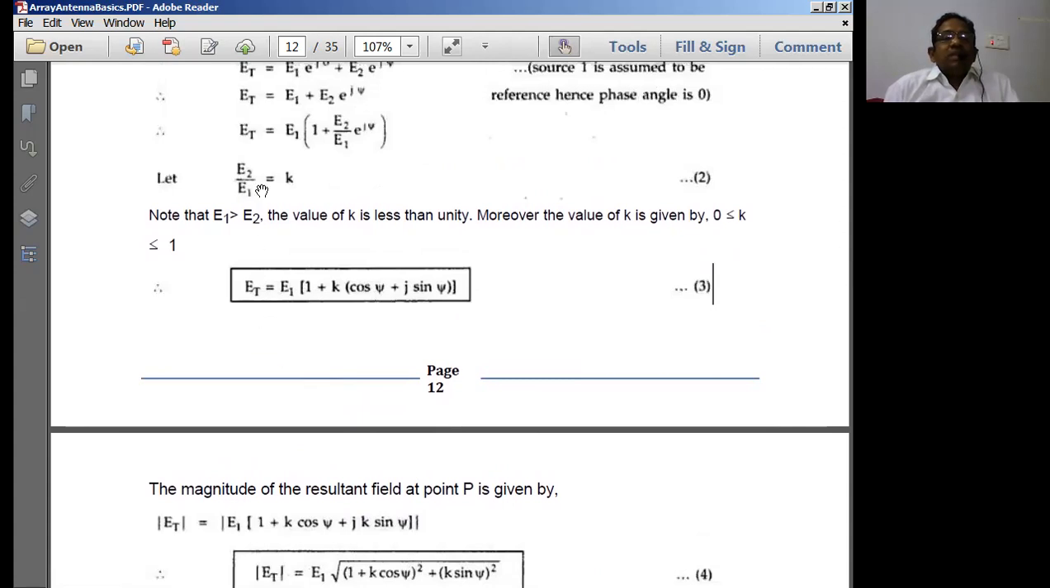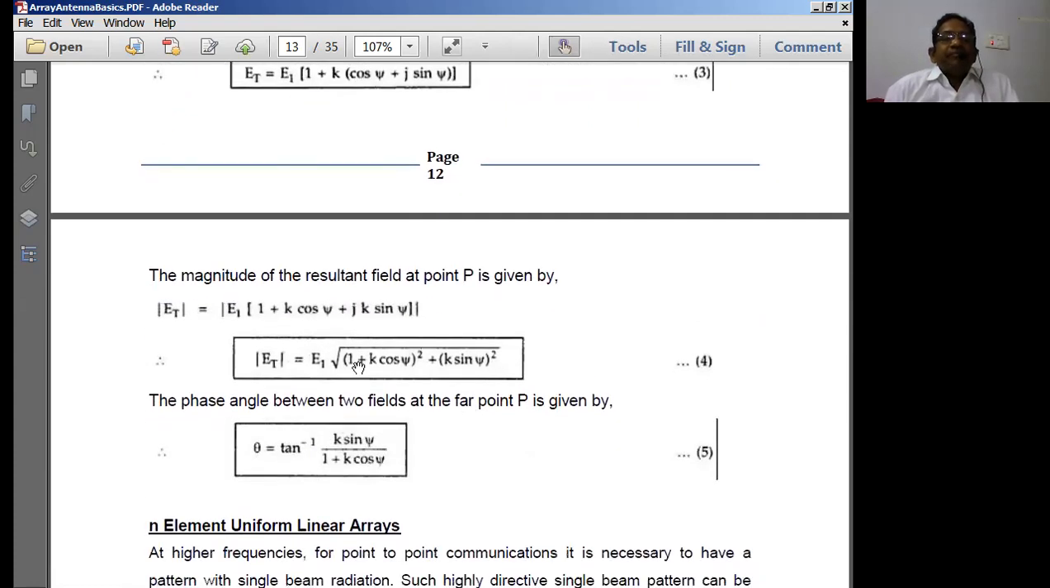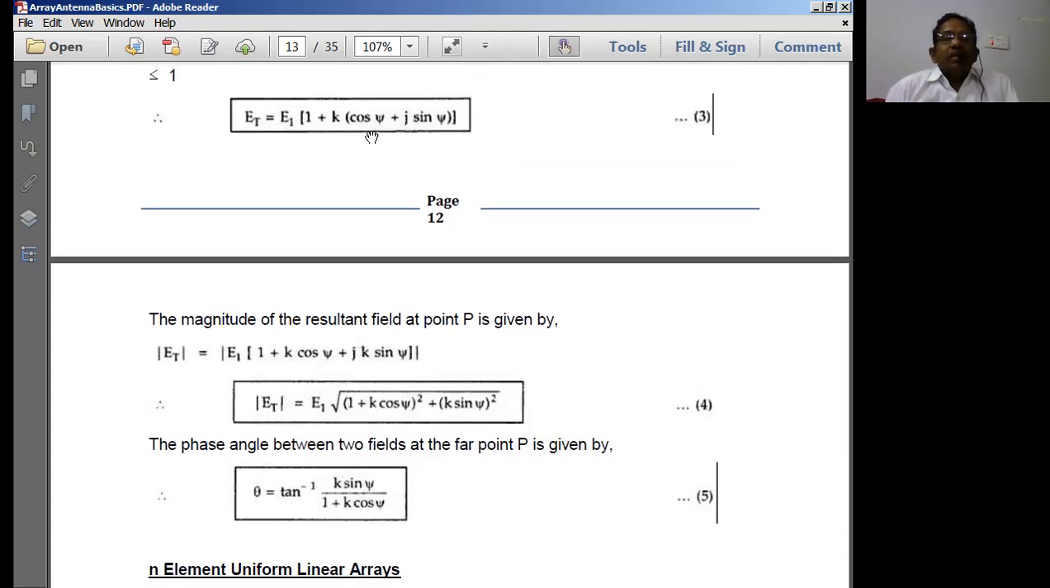Now we'll write Et is equal to what? E1 of 1 plus K times e power j psi. I can write this in cos psi plus j sin psi form. I can just expand. Now to find the absolute value of this function, I simply separate the real part and the imaginary part, by multiplying: 1 plus k cos psi plus j k sin psi.